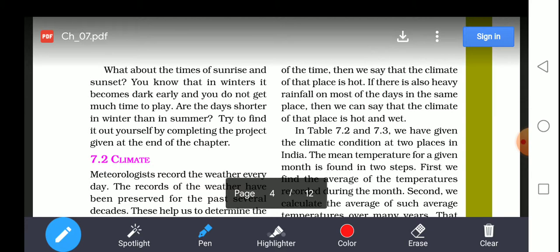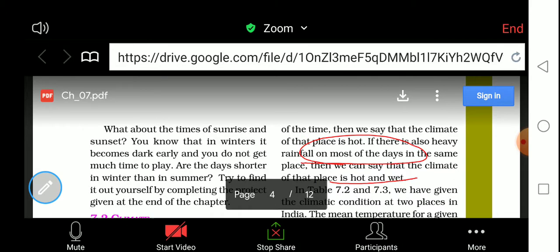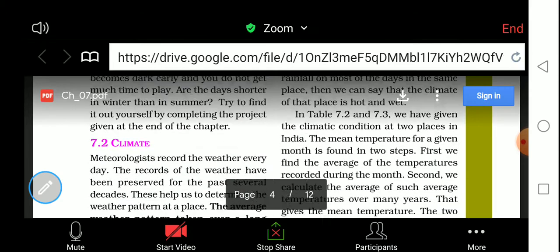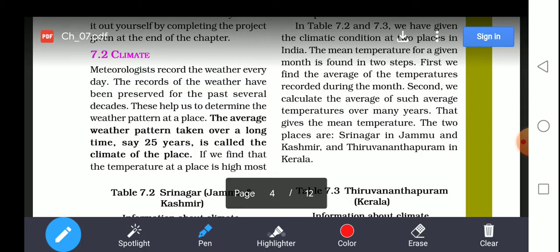If you see Tables 7.2 and 7.3, we have given the climatic conditions at two places in India. The mean temperature for a given month is found in two steps. What is mean temperature? Mean means average. Mean temperature for a given month is found in two steps.